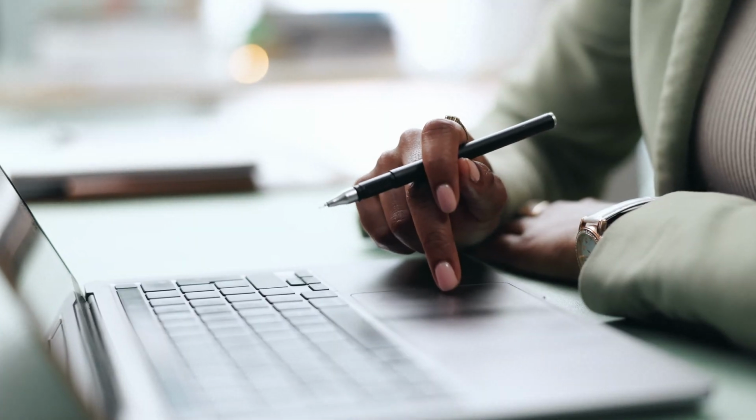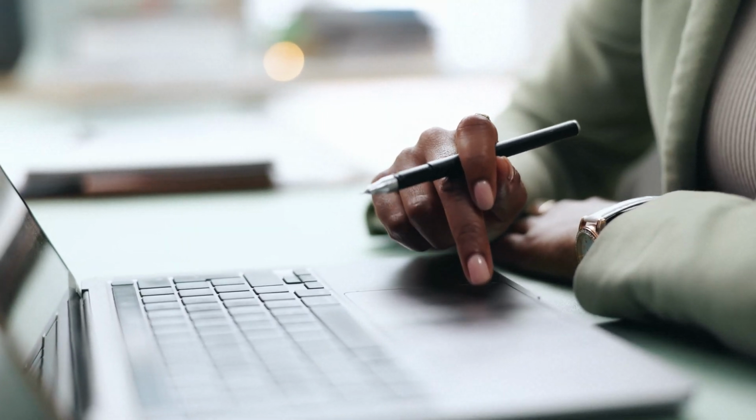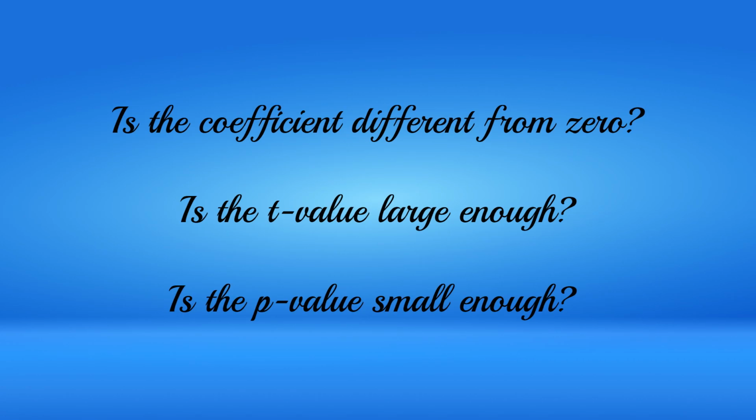So whenever you see a regression result, always ask 3 questions. Is the coefficient different from 0? Is the t-value large enough? Is the p-value small enough? If the answer is yes, you can trust that the relationship is likely real, and that is how analysts turn data into reliable insights.